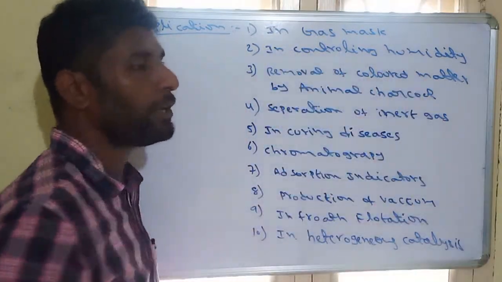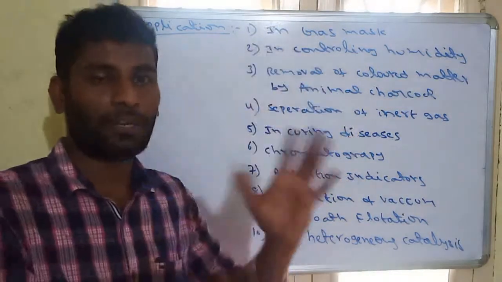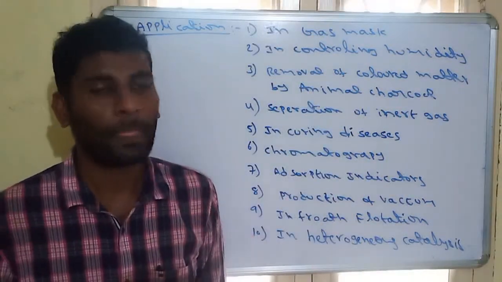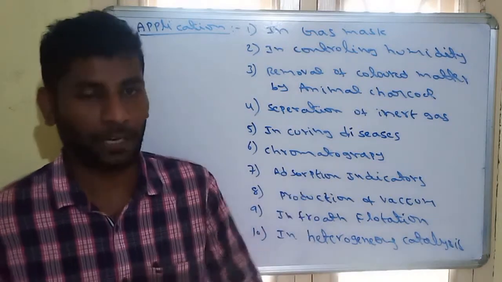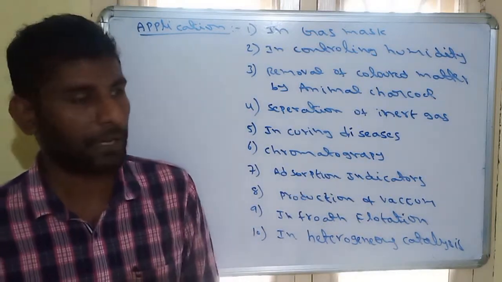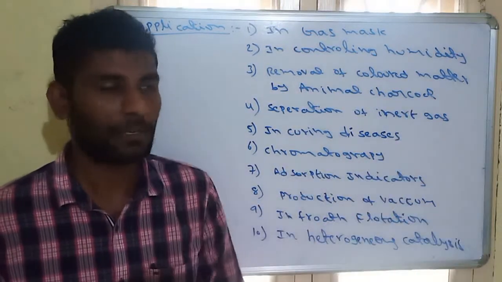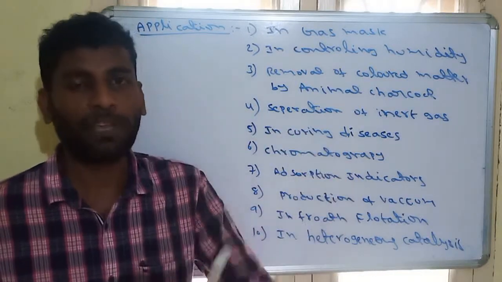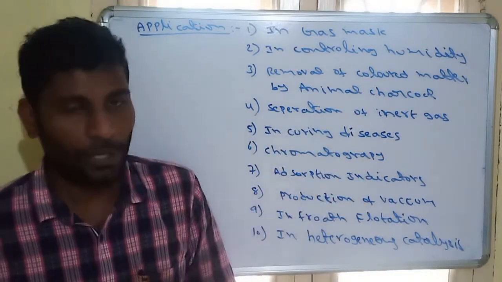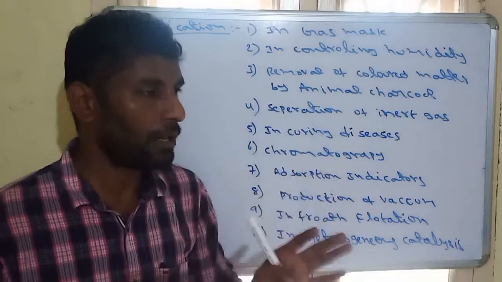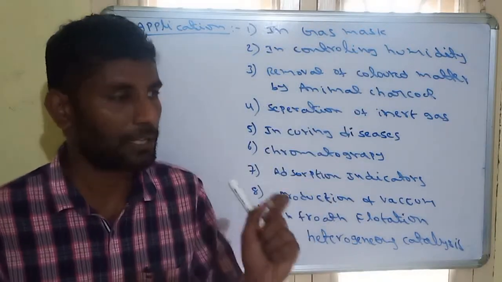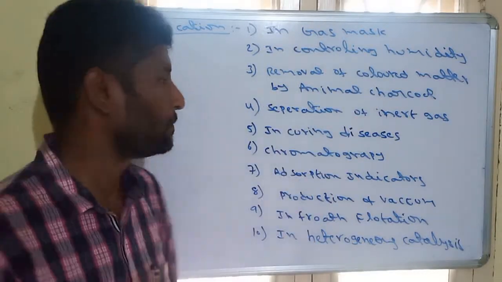Similarly, controlling of humidity. Whatever the moisture or humidity can be controlled by using silica gel. We all know that silica gel packets will be present in purses and bags because that is to remove the moisture or to remove the humidity. So humidity can be controlled by using silica gel. Silica gel is an adsorber of moisture.